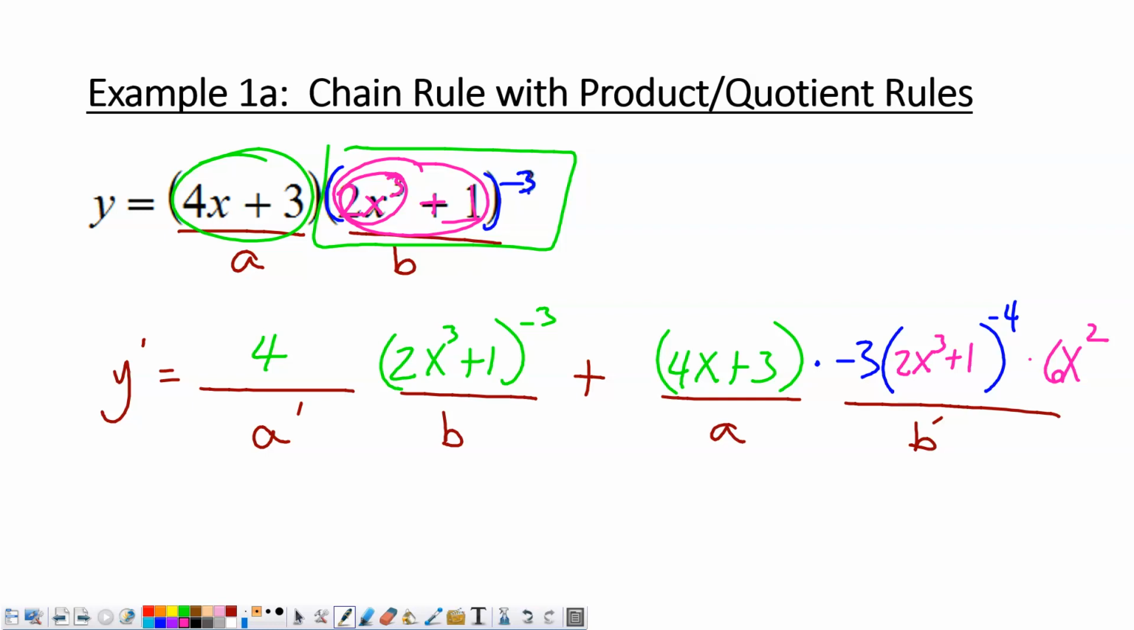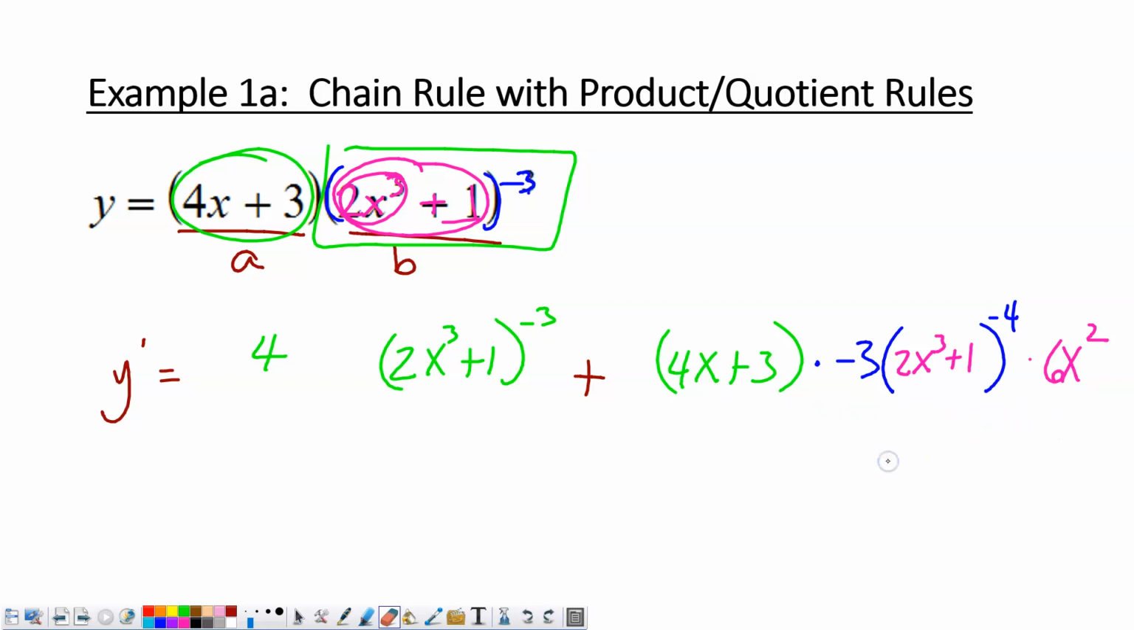Let's take a look. So that's the big idea there. If you can get this far, you've done a lot of the work already. Now, I want to show you what the answer will probably look like on a multiple choice test, because it probably won't look like this. They'll probably write it a little bit differently.